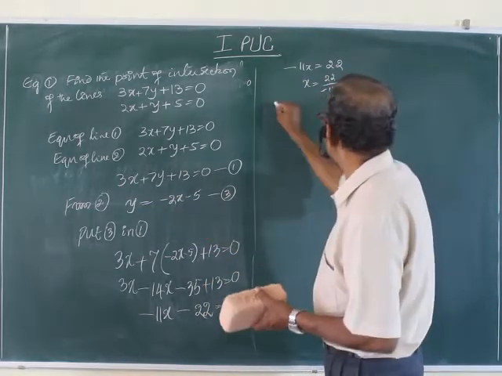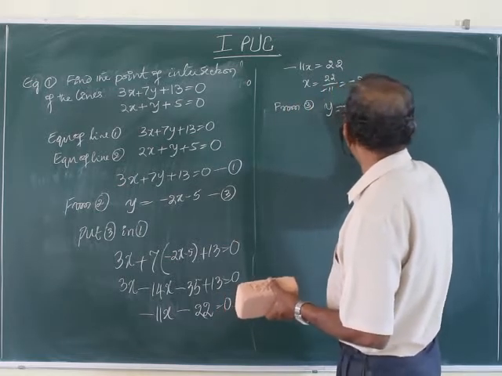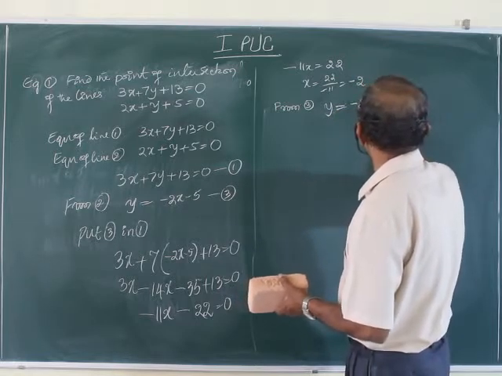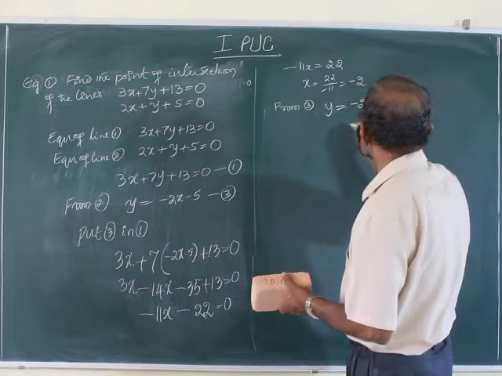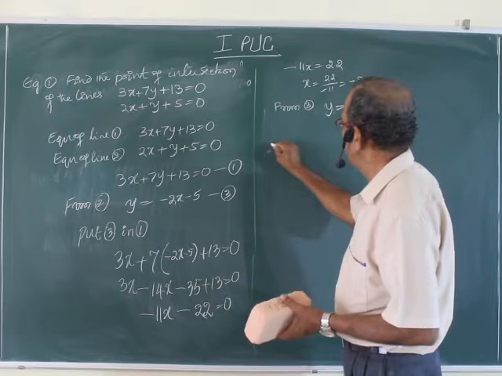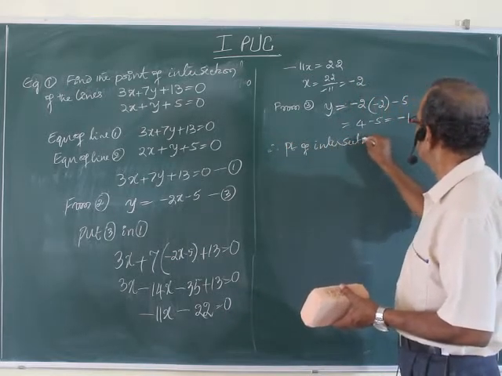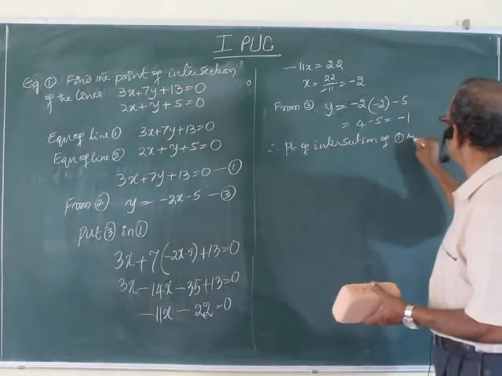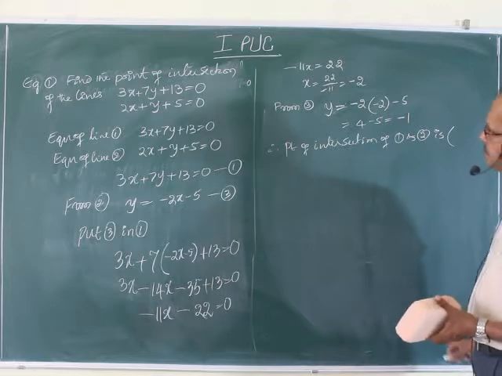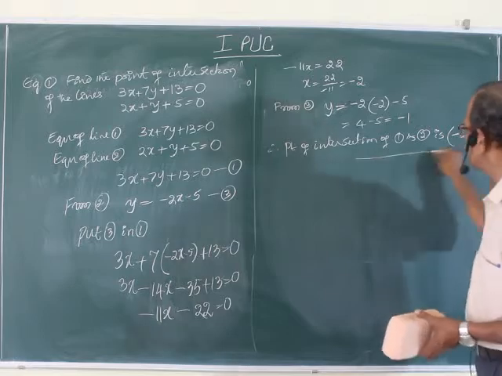Again from equation 3, y equal to minus 2 into x, which is minus 2, minus 5. 4 minus 5 is minus 1. Therefore, point of intersection of 1 and 2 is x coordinate minus 2, y coordinate minus 1. Over.